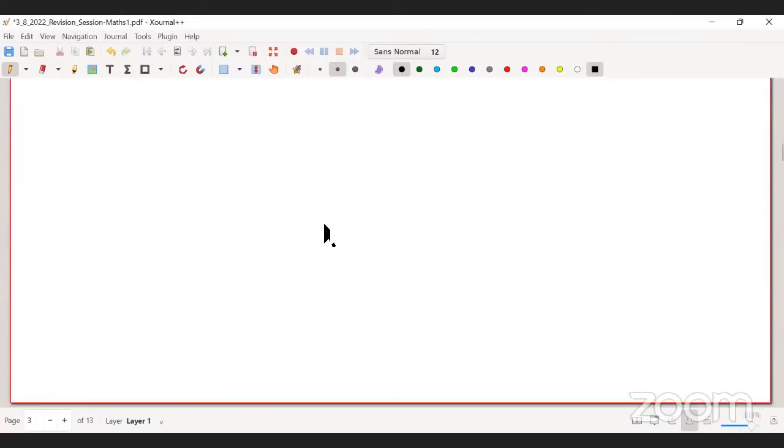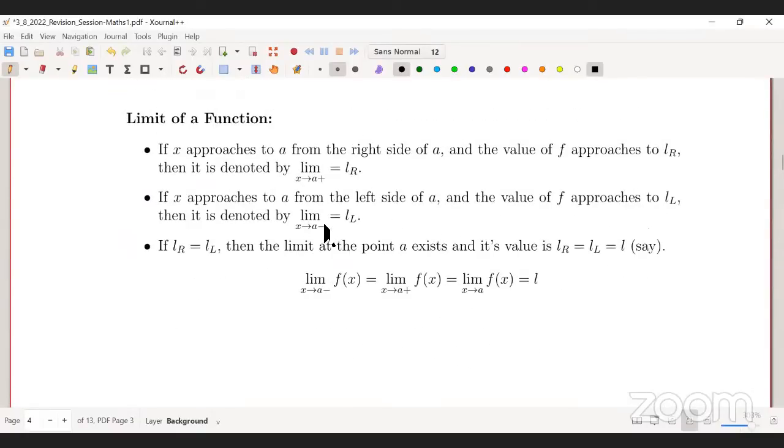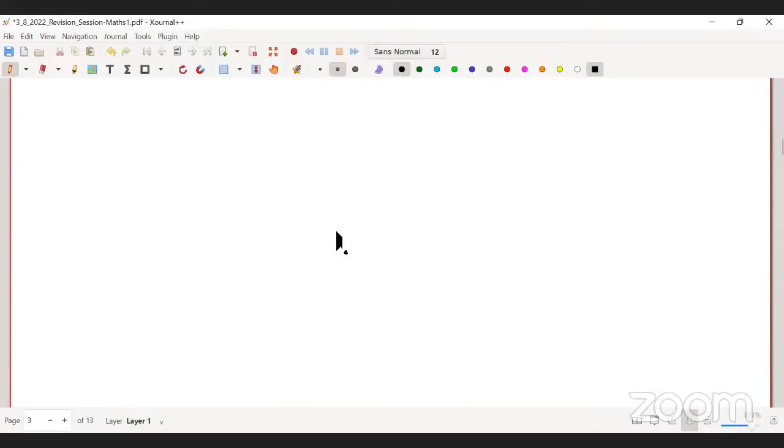So the next thing is limit of a function. Before going into the limit of functions, one of you wants to ask something. I was asking about calculating limits of trigonometric functions. Can you solve one question using that? Let me take one random question.